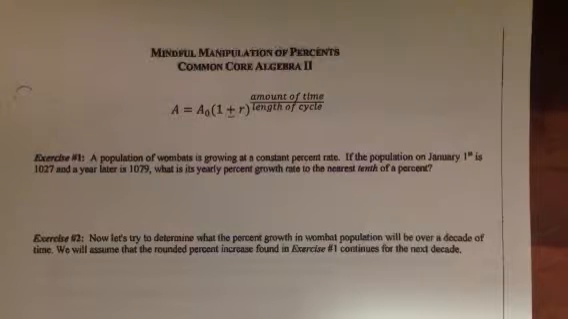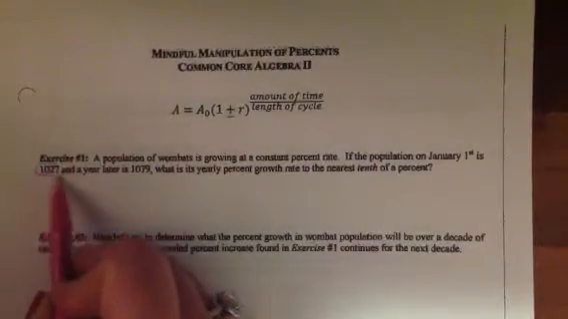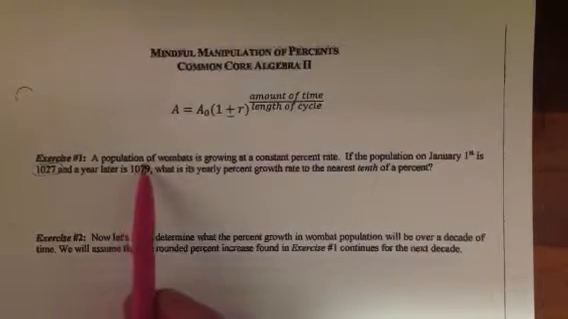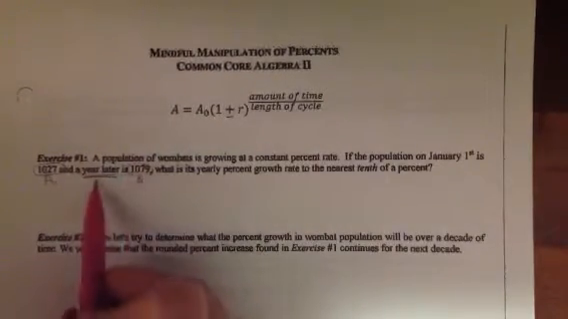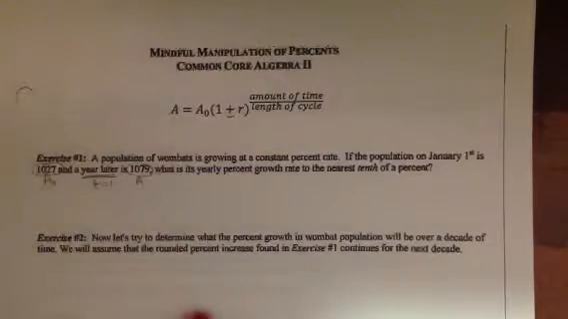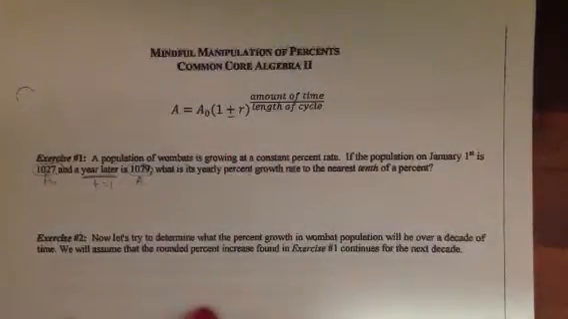A population of wombats is growing at a constant percent rate. If the population on January 1st is 1027 and a year later is 1079, what is its yearly percent growth rate to the nearest tenth of a percent? So they give us a starting population and a final population. So this would be A sub 0. This would be A. That happened a year later, so that was the amount of time. T equals 1. What is its yearly percent growth rate to the nearest tenth of a percent? So we're looking for R here.